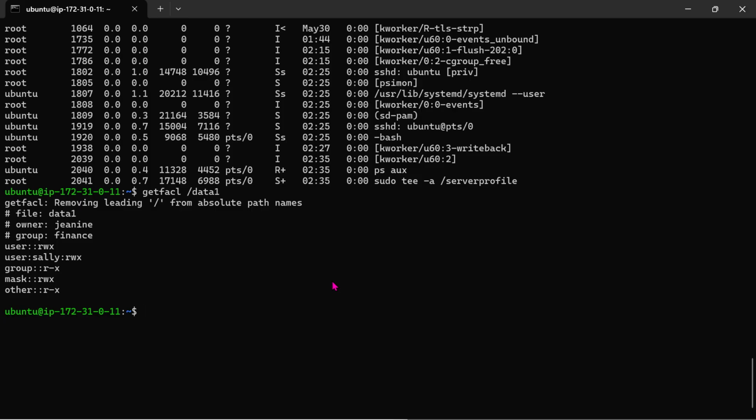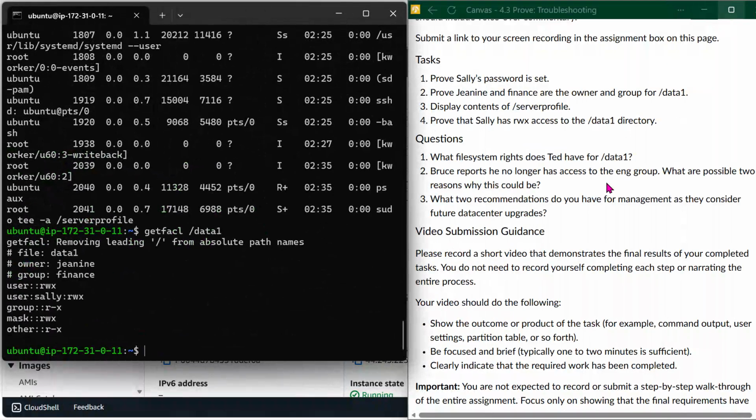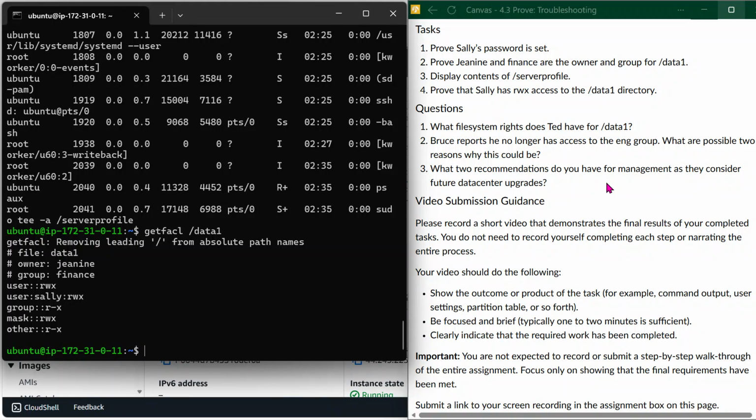So pretty much these are the tasks they asked me to do for this group, and they asked me some questions to answer, and I'm gonna answer the questions. For question number 1, they say, what file system rights does Ted have for data1? For data1, remember that Ted is not Janine, and Ted is not in the finance group. So basically, he falls into the other category. He doesn't have write permission, but he can read and execute.